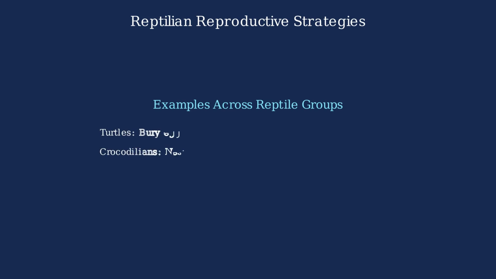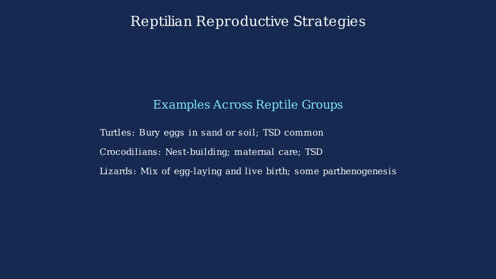Reproductive strategies vary across reptile groups. Turtles and tortoises typically bury their eggs in sand or soil. Crocodilians build nests and exhibit maternal care, guarding their eggs. Lizards show diverse strategies, including both egg-laying and live birth.